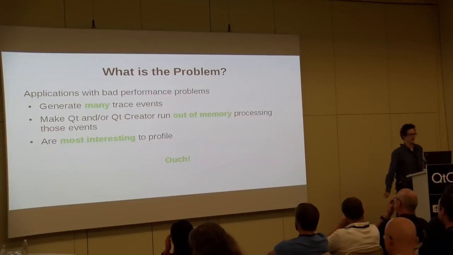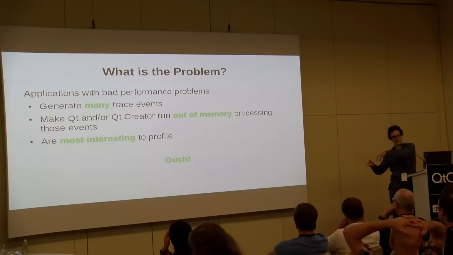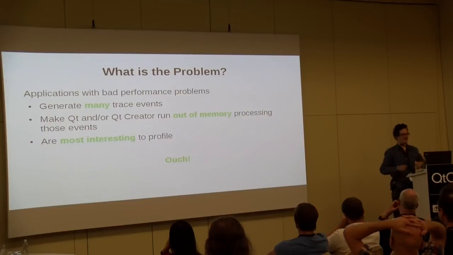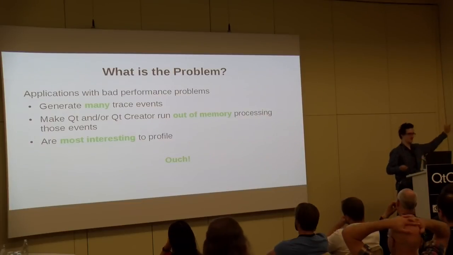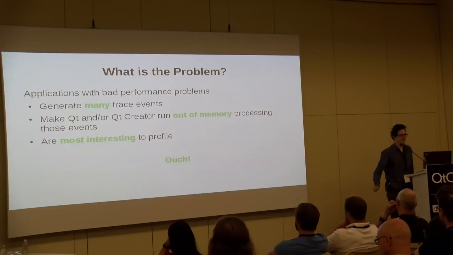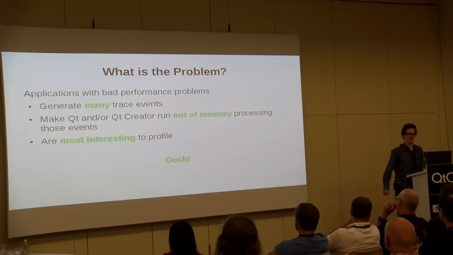That trace data has to be stored somewhere. First, in the application where it's recorded. Then it has to be sent over the network or over a local socket to QtCreator. Then it has to be stored again, and then it has to be uploaded in a transformed form to the graphics card. And somewhere in the process, well, that can be pretty heavy on your memory.